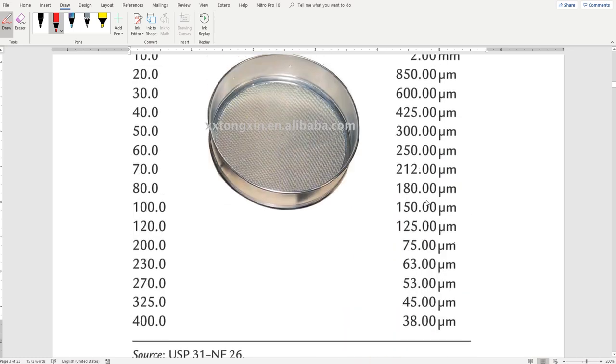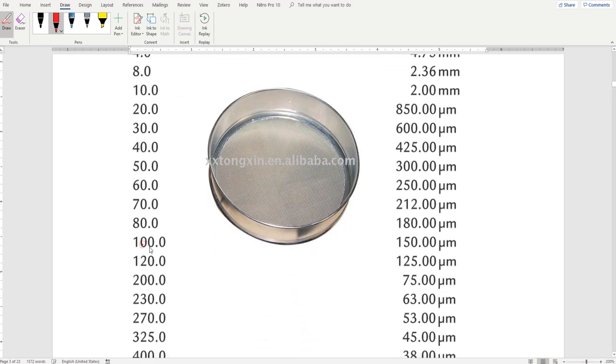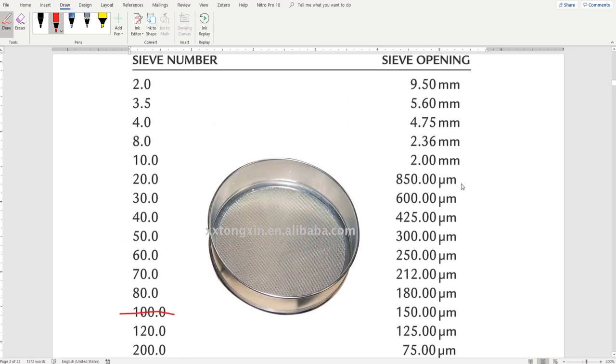That's why when I say, for example, 8, what does that mean? It means in 1 inch there are 8 openings. When I say 100, what does it mean? In 1 inch we have 100 openings. Surely this aperture size will be smaller than, for example, 80 openings in 1 inch. That's why, see, 100 openings, the size is 150. If the number of openings per inch is less, the size increases. It's 180.